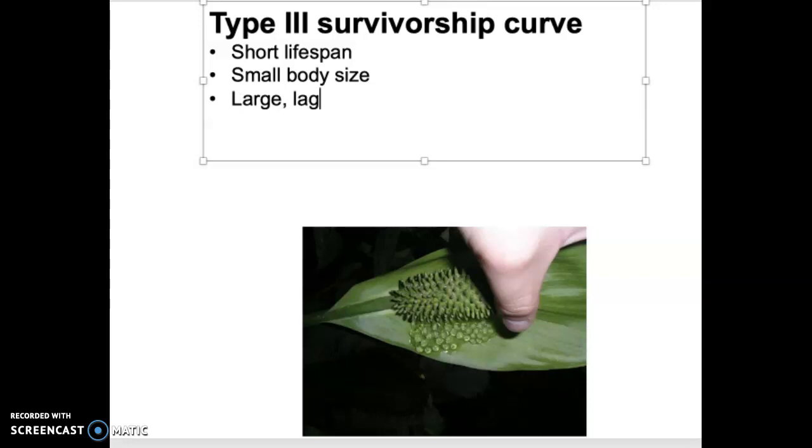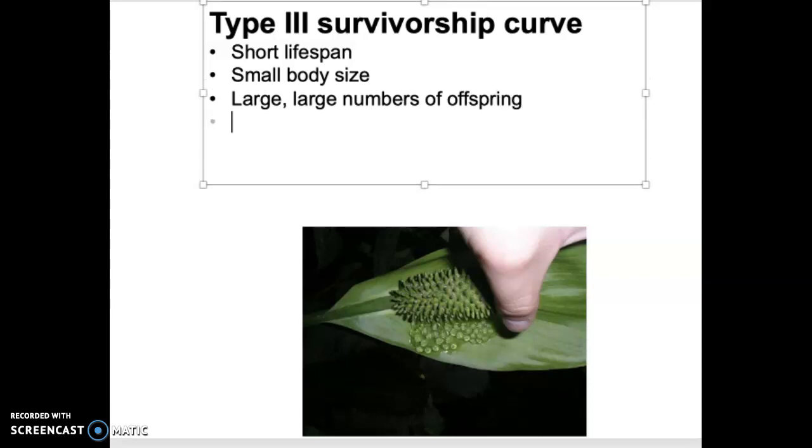Large numbers of offspring. I mean, think about a frog. It may lay hundreds of eggs. Think about coral spawning. Thousands and thousands of eggs and sperm go into the water column to hopefully fertilize. Typically zero parental care. Coral, eggs and sperm in the water, fertilization, whew, away it goes. Hey, hopefully something survives. It's a numbers game.